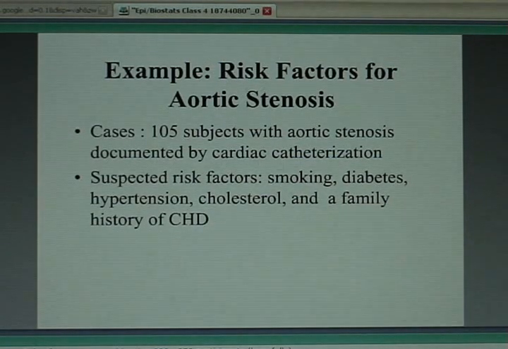And it wasn't a great study in that the results were valid. It was a great study that we knew we had biases. We tried to use that as a teaching example. So here was the study design. We were looking at risk factors for developing aortic stenosis.